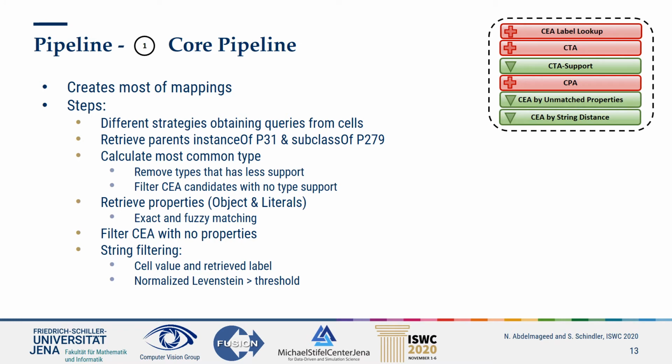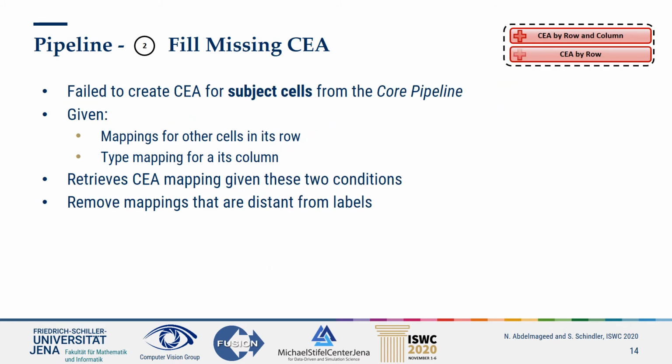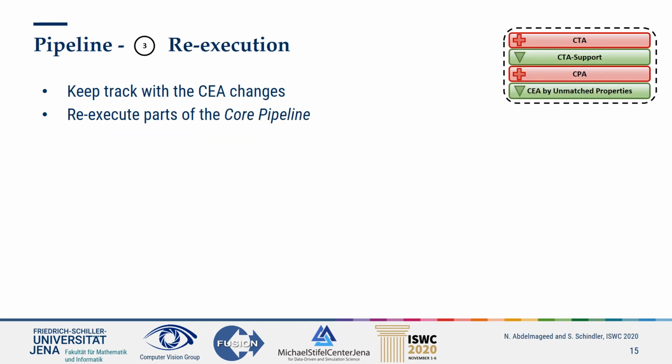Another filter uses the raw context or the generated properties. In this case, we drop CA candidates that have no property match in their row. Group 2 of our pipeline represents our first attempt to fill the missing CA mappings. It targets subject cells and uses both row and column context to retrieve such missing mappings. As long as we keep track of CA candidates, if we find a change due to the execution of group 2, we need to rerun this part of the core pipeline.